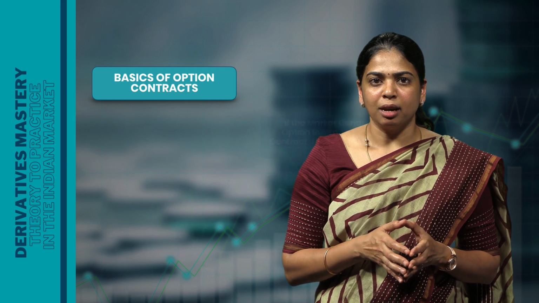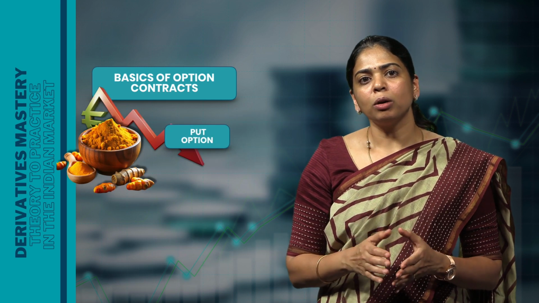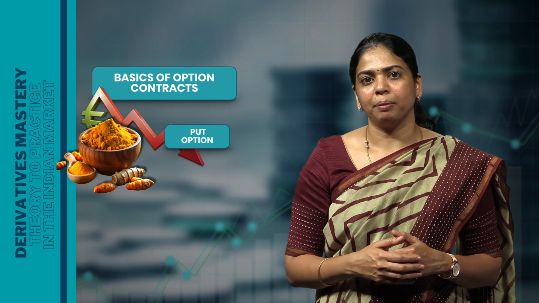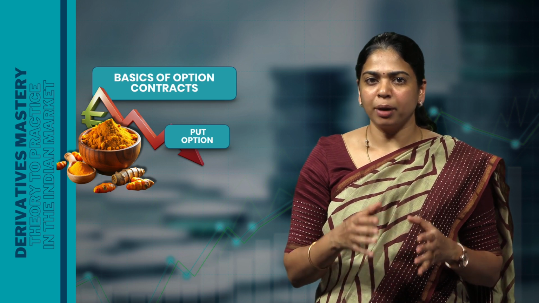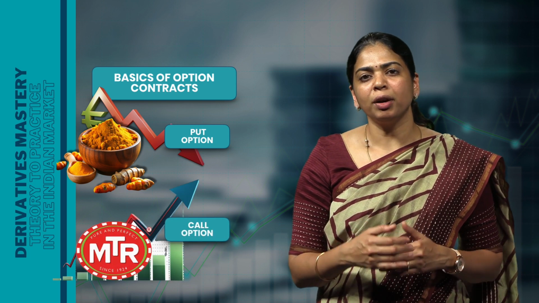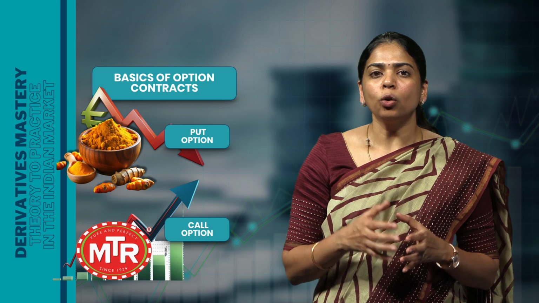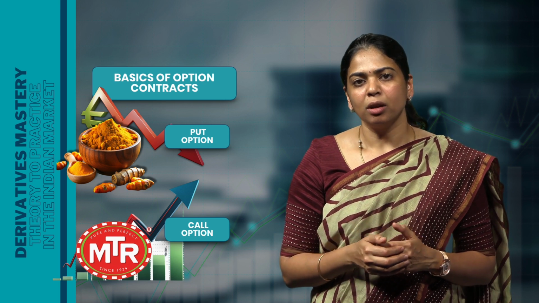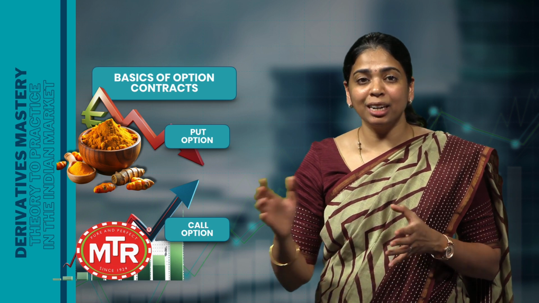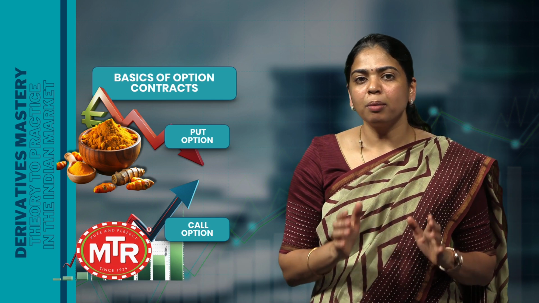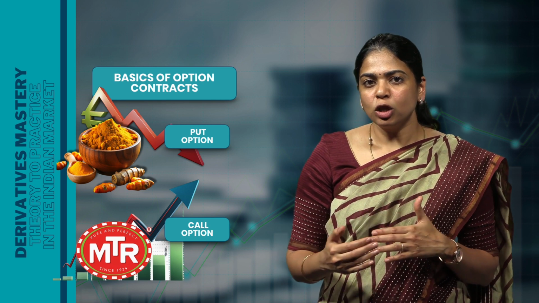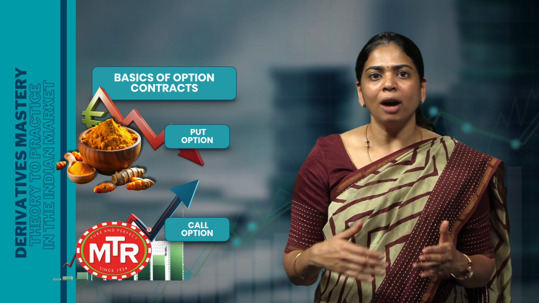So, in our previous example, the farmer who is concerned about falling prices can buy a put option instead of selling a futures contract. This would protect him against a price drop. Similarly, MTR can buy a call option instead of entering into a long futures contract to guard against rising prices. It is important to note that MTR is not buying the call option directly from the farmer, nor is the farmer buying the put option from MTR. Instead, they purchase these options from other participants in the market who have opposing views.